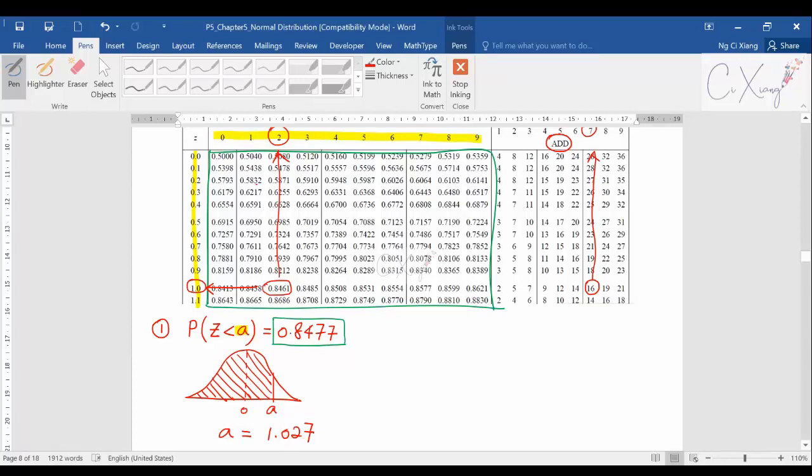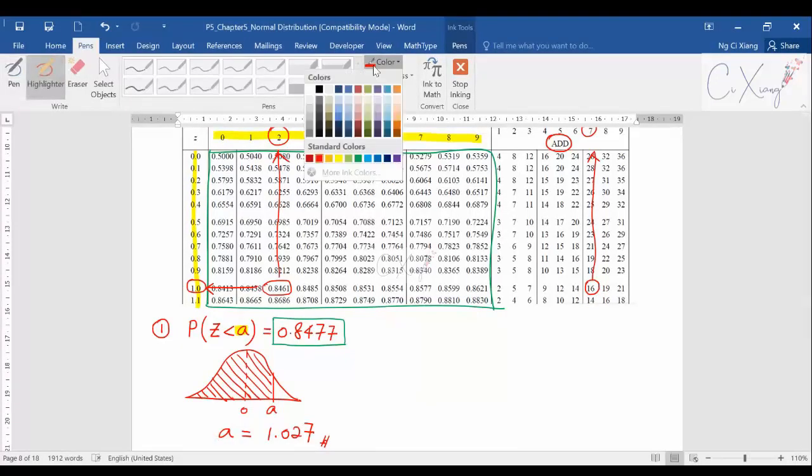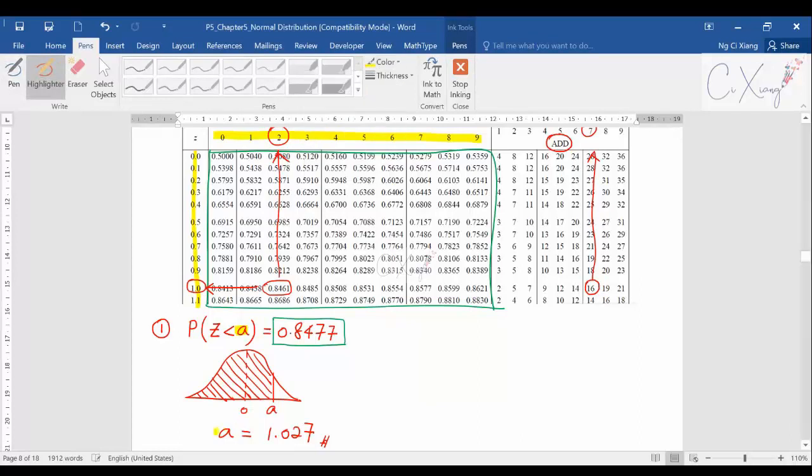After you decide the value already, now you need to decide whether it is positive or negative. Because the graph won't tell us negative value, I need to decide the positive or negative myself. So 1.027, you look at the graph that you draw. Is A at the positive side or negative side? Positive. Therefore, this value should be a positive value. So your A is 1.027 positive.